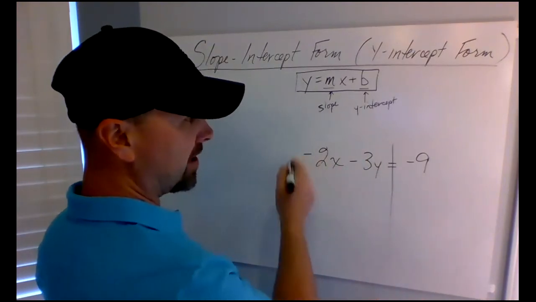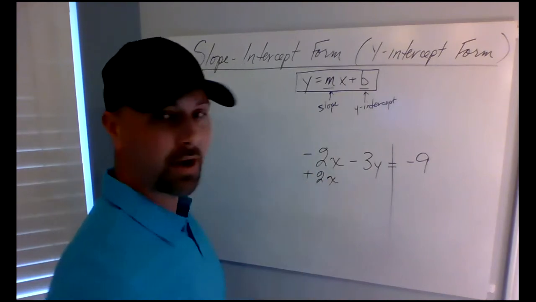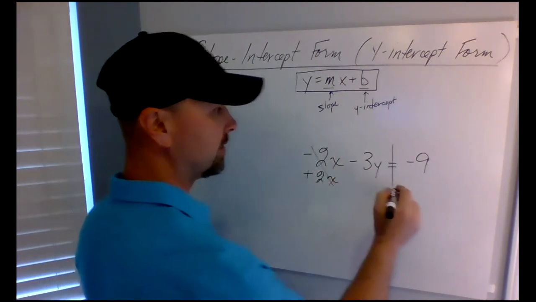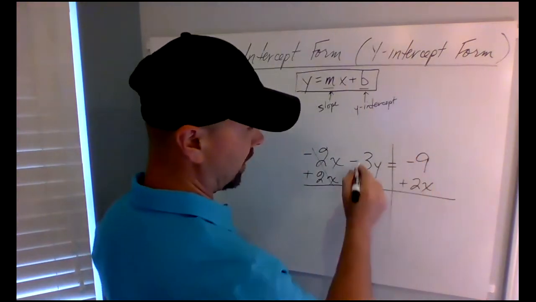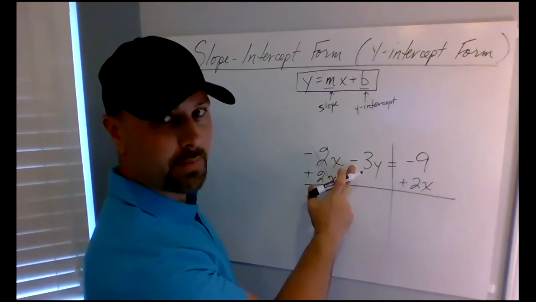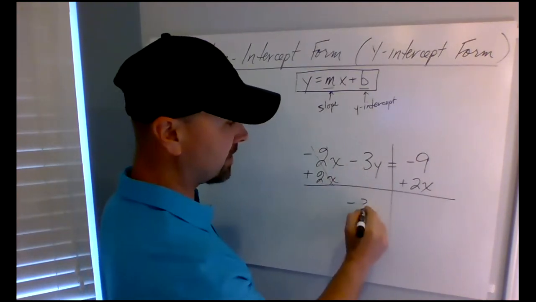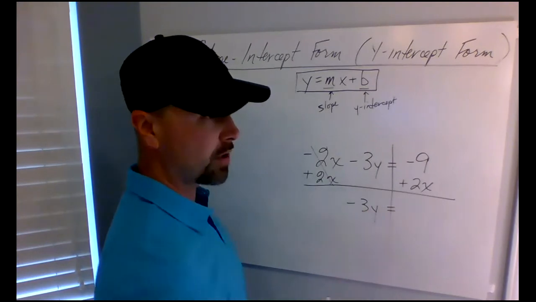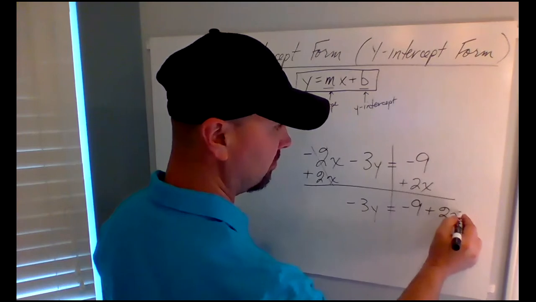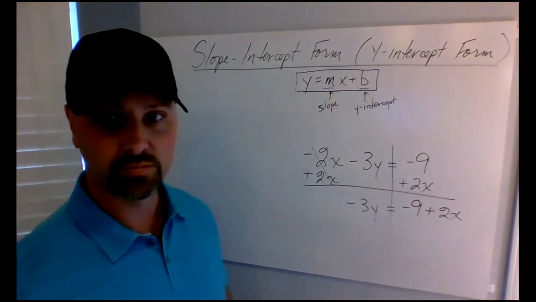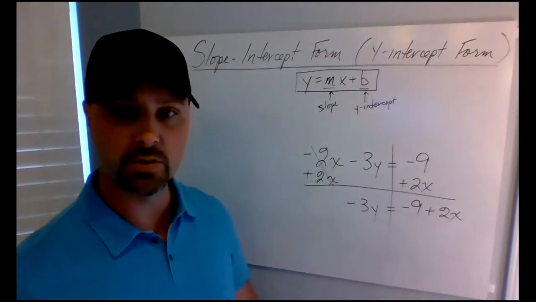Start by getting rid of these minus 2x's. We're going to do that by adding 2x's. Got to do it to both sides. Bring down, and don't forget the minus belongs to the 3. That's a negative 3. It's got to come down in the equation.